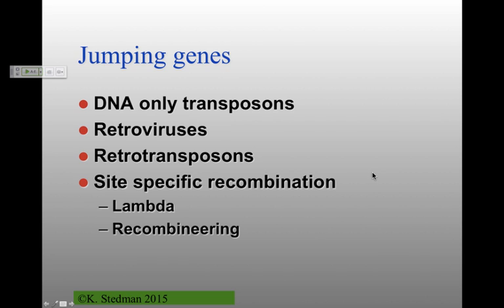So, jumping genes: we've got our DNA-onlys, we've got our retroviruses or retrovirus-like retrotransposons, the other retrotransposons. We actually kind of skipped over lambda here, but we talked about inverted repeats, direct repeats, and this recombineering is just another way of saying what happens with this expression of Cre recombinase and knocking out specific genes.